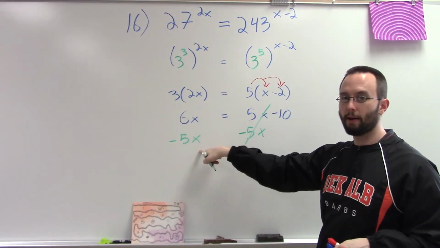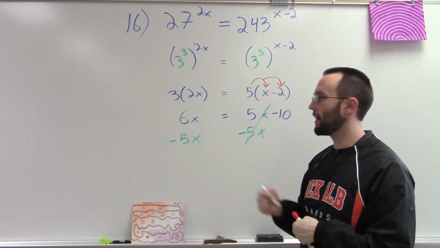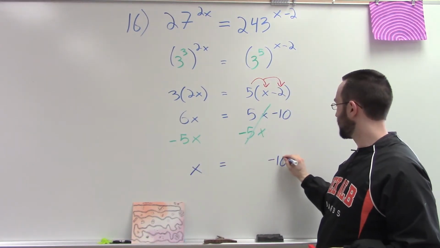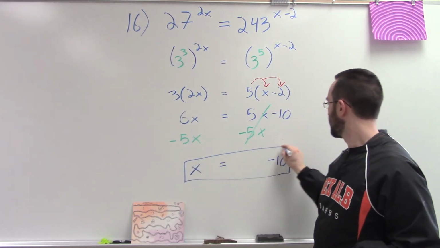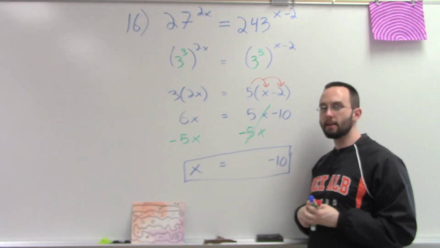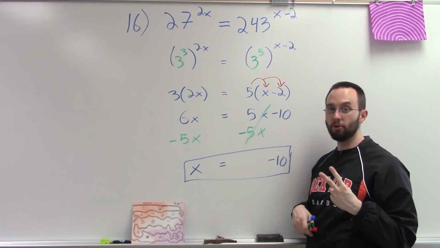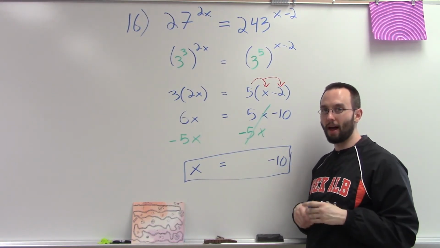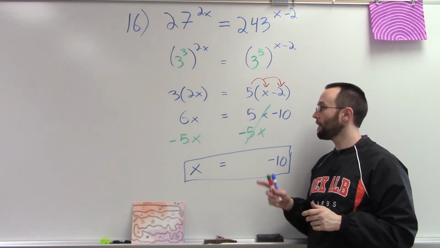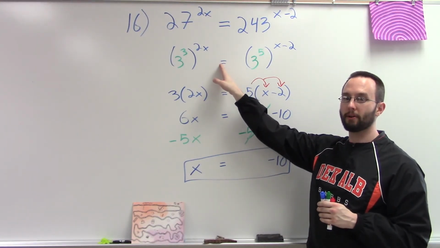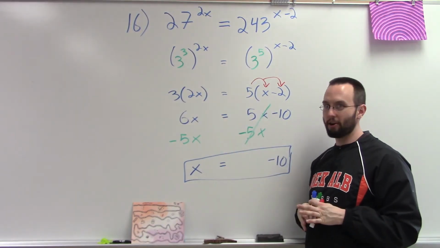6x, take away 5 of them. That means I just have the 1x remaining. So x is negative 10. So the algebra can be very different from problem to problem. Keep in mind in the previous example, I had 2 distributive properties, a pick on the little guy, kind of a lot going on. In this one, even though it's the same property, it's our one-to-one property, the algebra at the end looks very different.